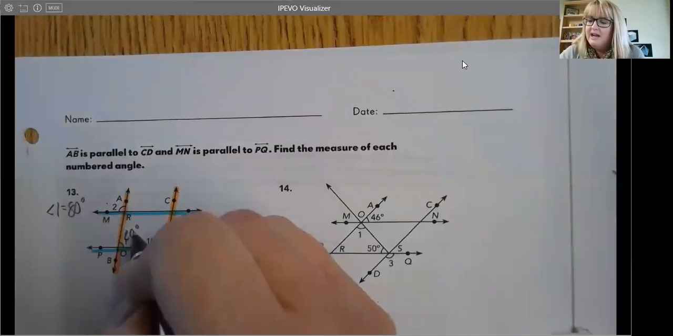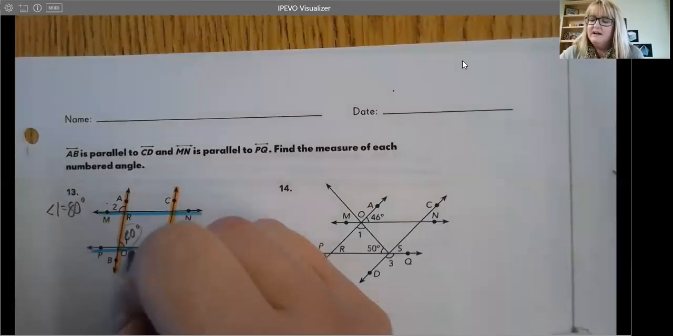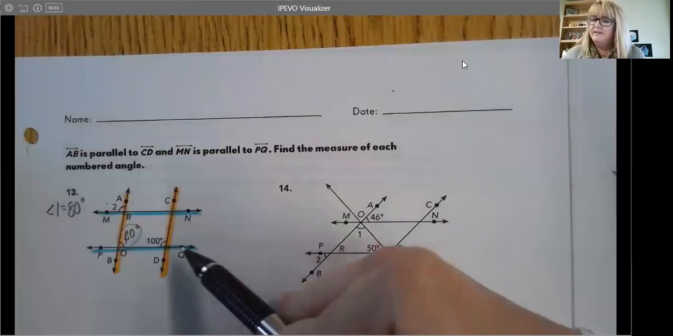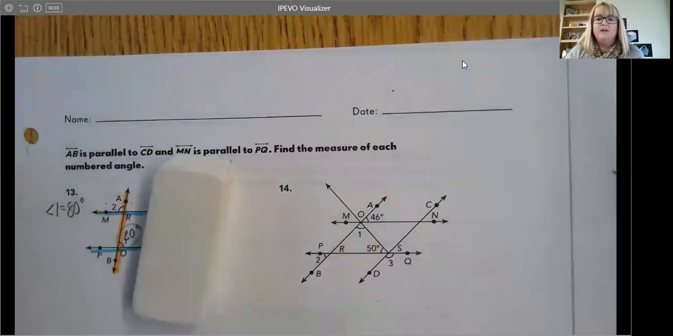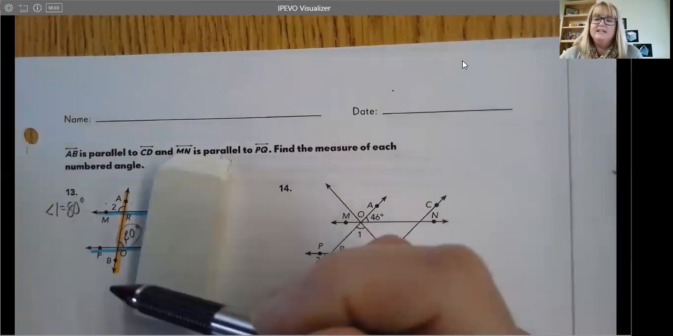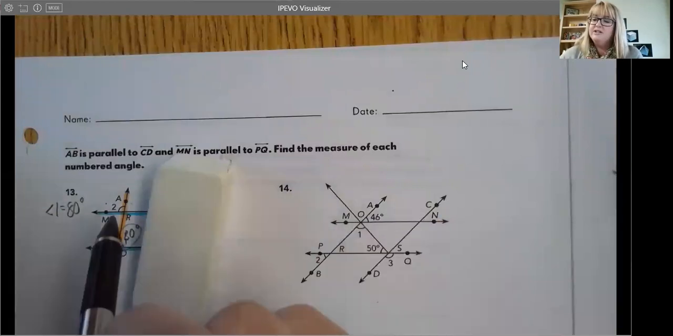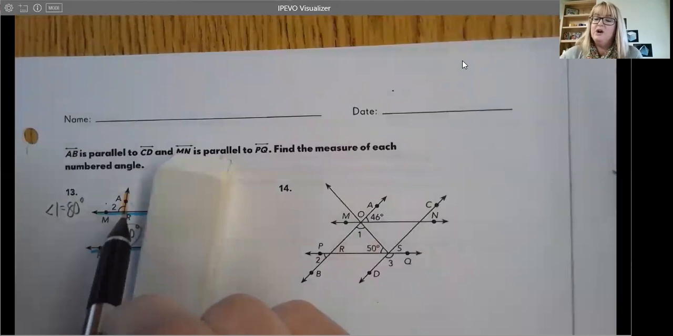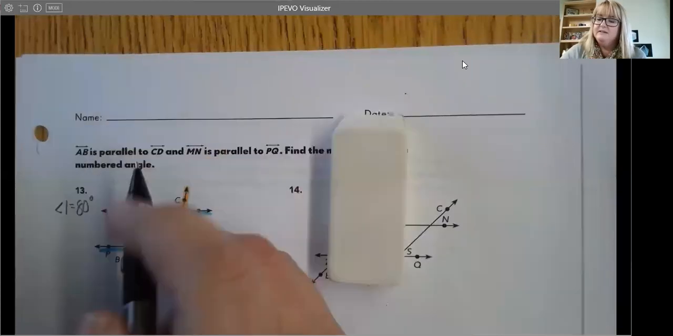And if angle 1 is 80 degrees, now we're looking at the blue parallel lines and this transversal, so I'm going to cover this up. If angle 1 is 80 degrees, the angle on top right here is in the same general location on different parallel lines. So they are corresponding, and if this one's 80 degrees, this one is also 80 degrees.